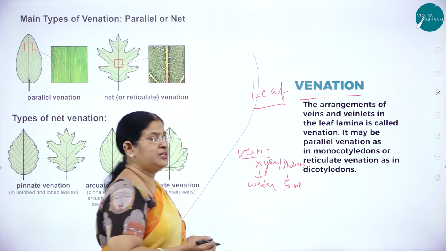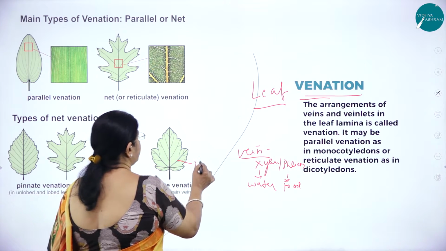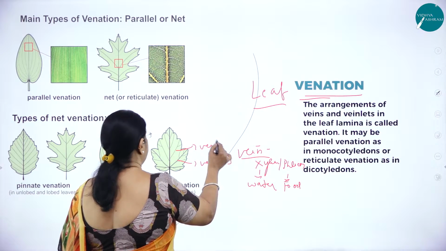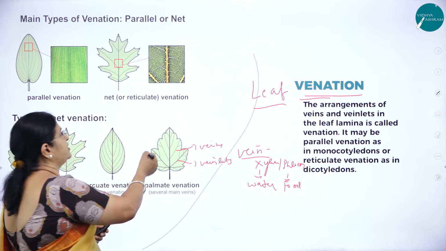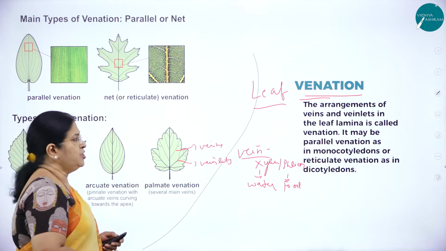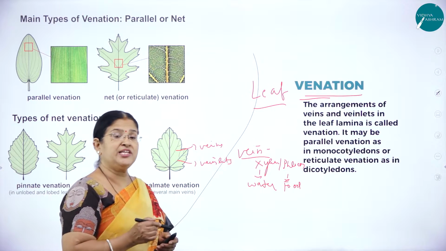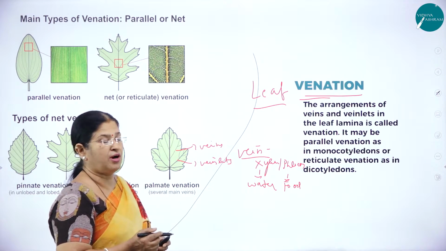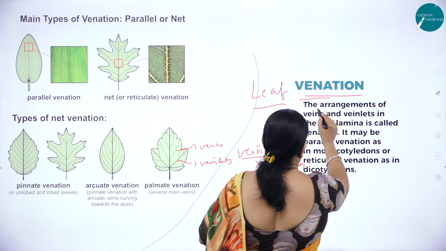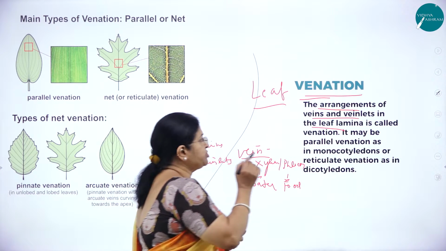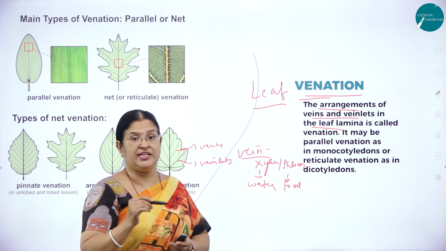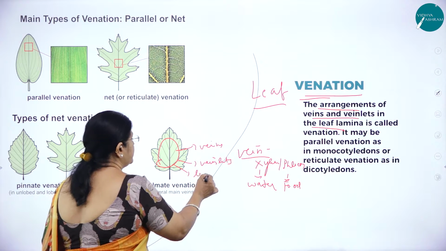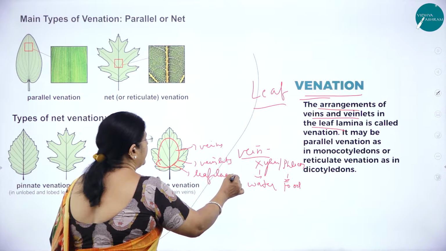So what is venation? Here if you see, these are the veinlets. These are called veins. Here you can see in this beautiful picture the different types of venation. The arrangement of veins and veinlets in the leaf lamina is called venation. How do we define the word venation? The arrangement of veins and veinlets on the leaf lamina. This whole thing is called the leaf lamina.